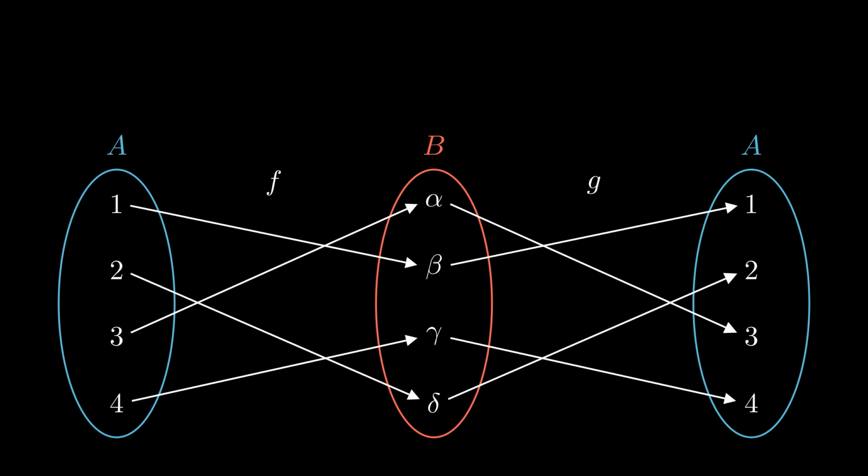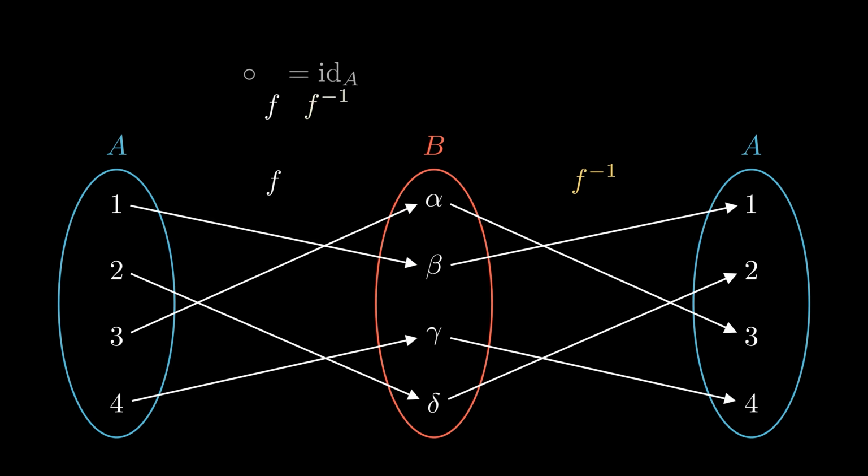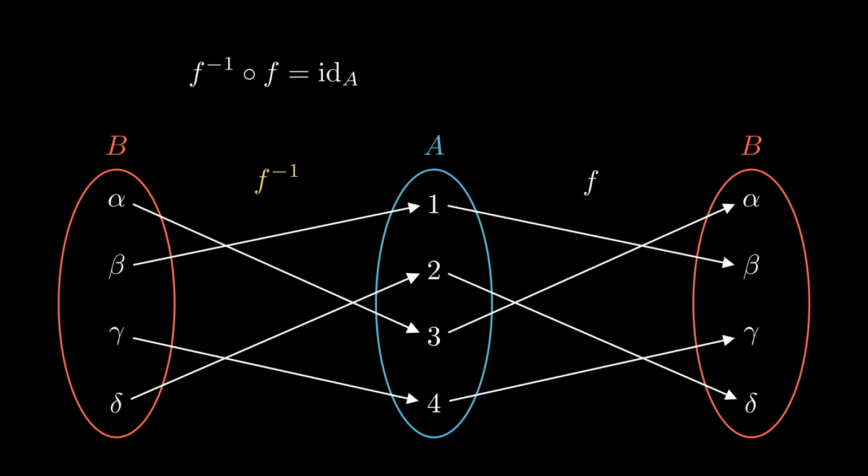In this case, rather than using a random letter like g for the inverse, we use f inverse to denote the inverse function. But be careful here. The -1 is not a power, by the way. The whole thing is a symbol to denote the inverse function of f. And so replacing in our definitions, we get f inverse composed with f equals identity A, and f composed with f inverse equals identity B.